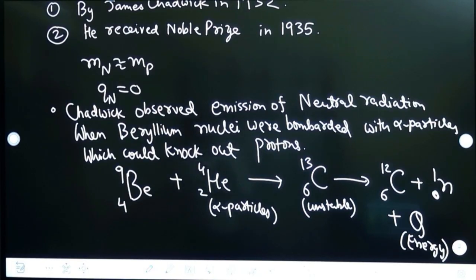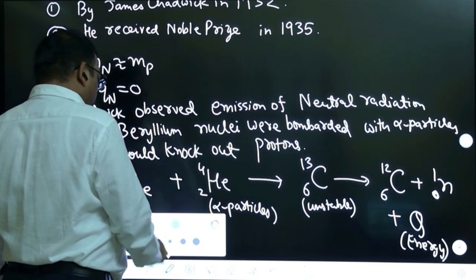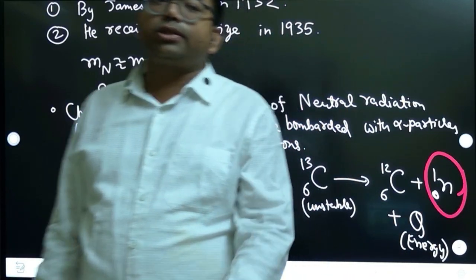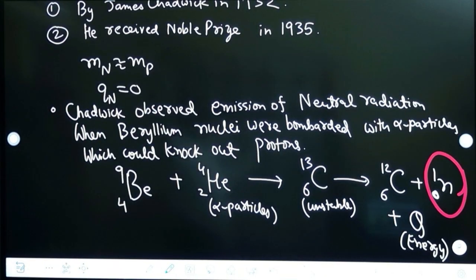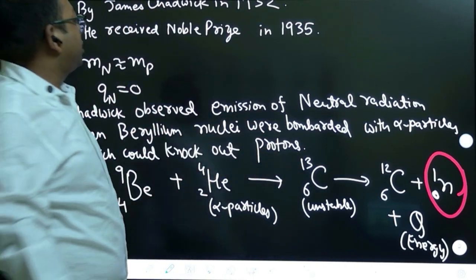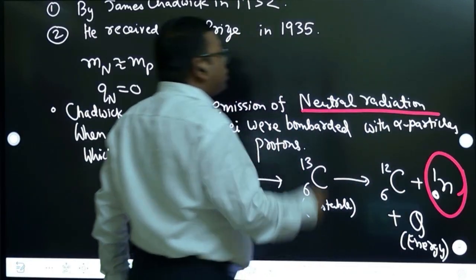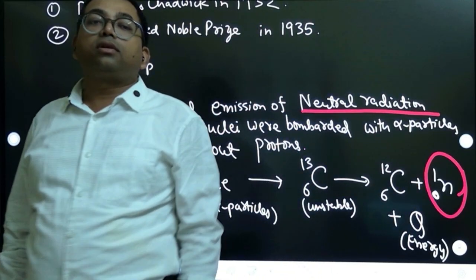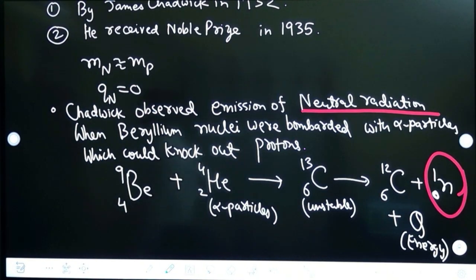Chadwick was using this experiment, and he discovered that this neutron which he got here, where is the neutron? Neutron is coming out here. You see, this is the neutron. These neutron particles were coming out like a radiation, but he found that these particles do not get attracted by any electric field or magnetic field. That means this is neutral. This is a neutral radiation. That's what he is talking about, neutral radiation. So this neutral radiation which Chadwick observed is the neutron only. That's the neutron he discovered.